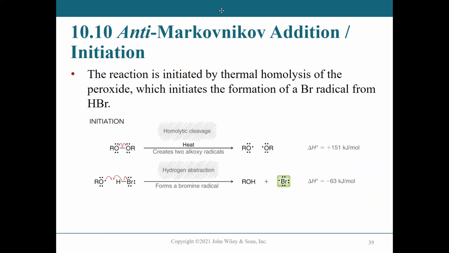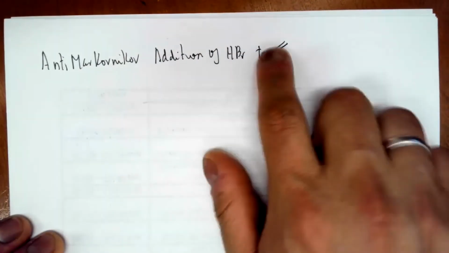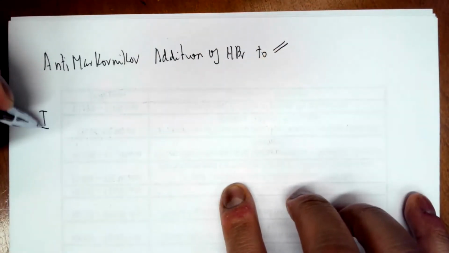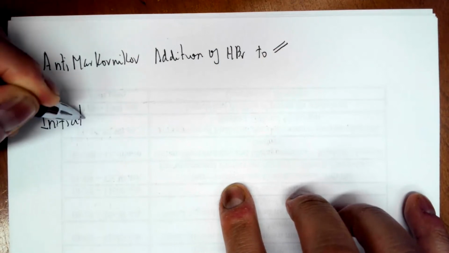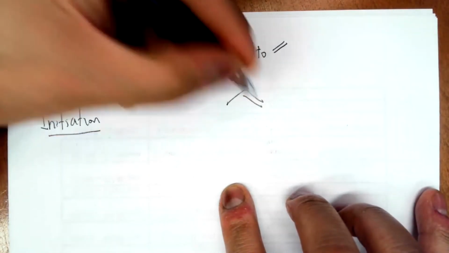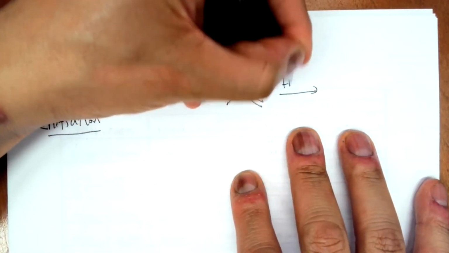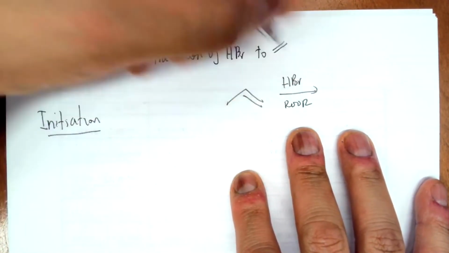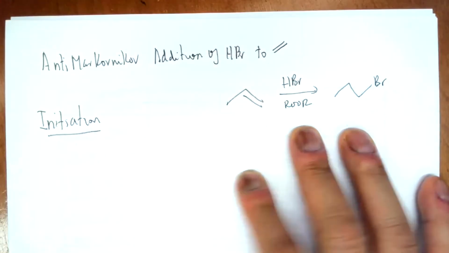Okay, so once again, let's do it. I'm going to turn off my slides. I'm going to do the anti-Markovnikov addition of HBr to alkenes. It's a very long name. How to initiate this reaction? This one, with HBr and peroxides, produces this compound, okay?